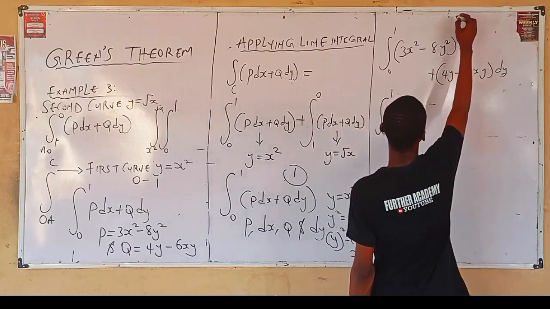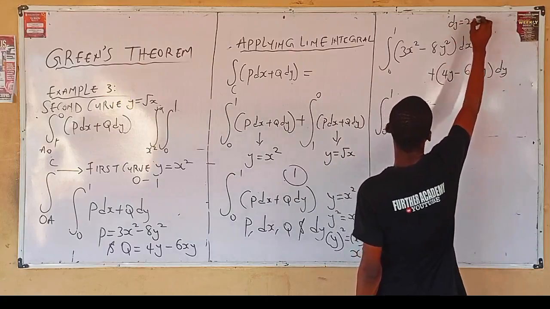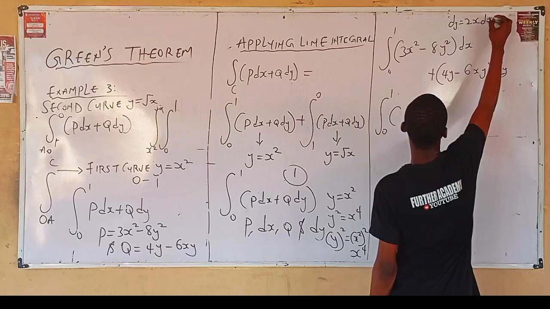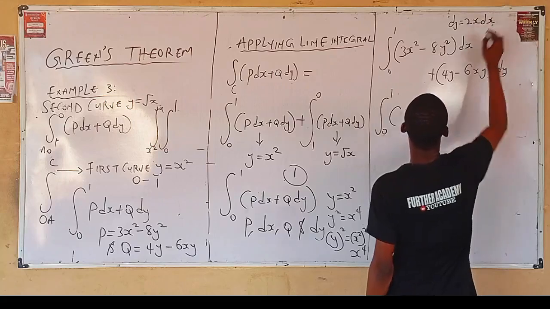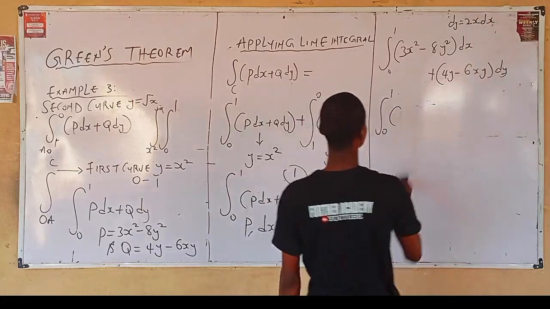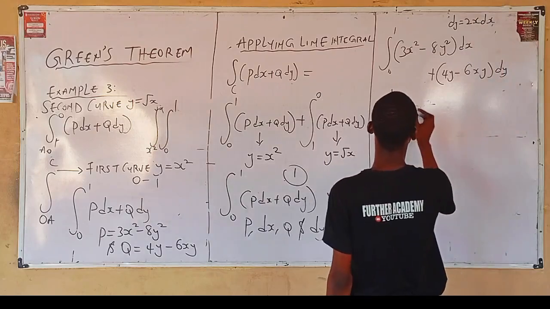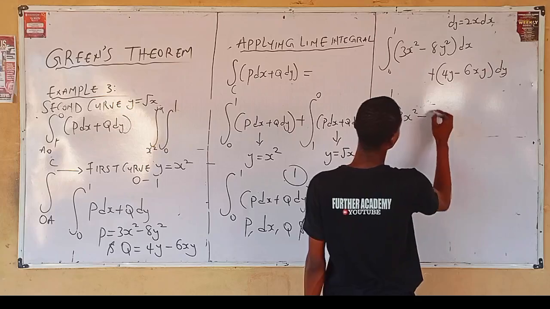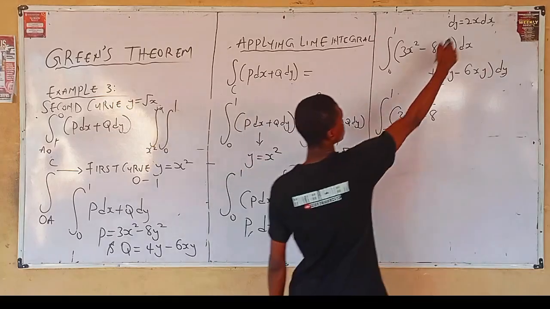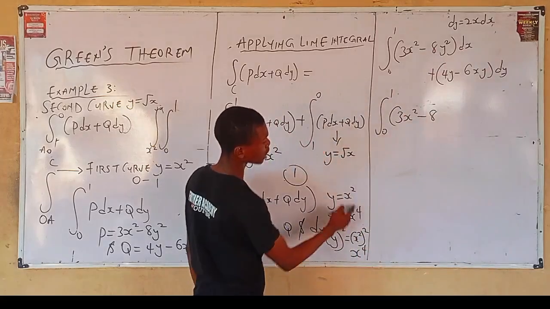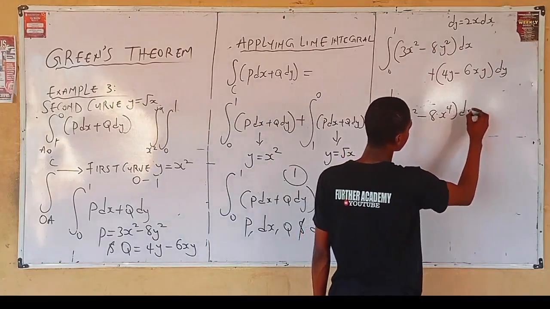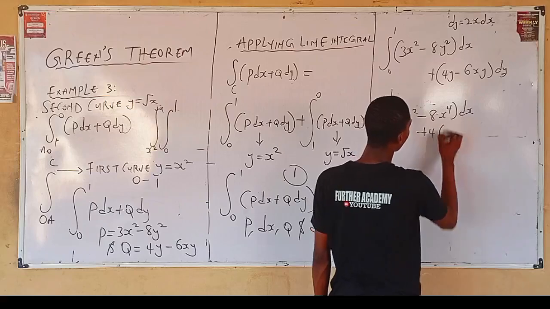I'm substituting dy as 2x dx, meaning my new integral function becomes 3x squared minus 8. Now I'm seeing y squared, and y squared here is what? x raised to power 4. Substitute, multiply by x raised to power 4 dx plus 4, all in brackets.